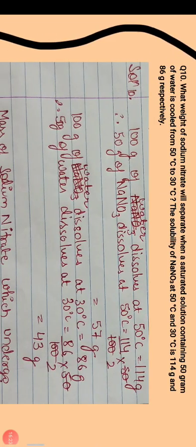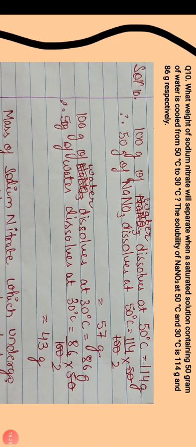Coming to the last question, that is question number 10. It says, what weight of sodium nitrate will separate when a saturated solution containing 50 grams of water is cooled from 50 degrees Celsius to 30 degrees Celsius. As we have discussed in the previous class, whenever we cool a saturated solution, the crystallization process occurs. So from 50 degrees Celsius, we are now cooling the solution to 30 degrees Celsius. That means we are decreasing the temperature, or we can say we are cooling the saturated solution.